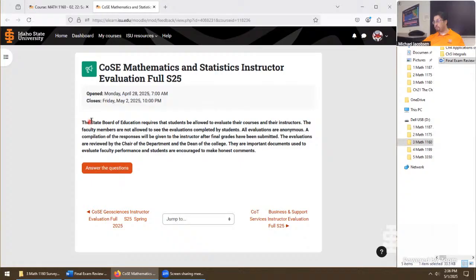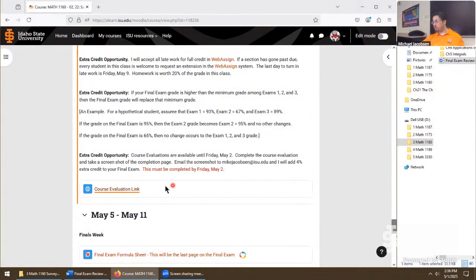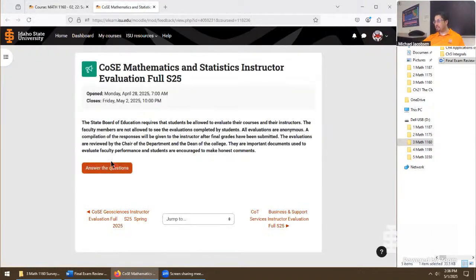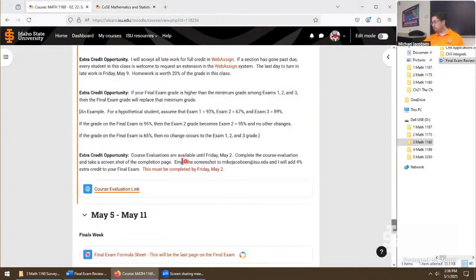This is just the way for the math department, the College of Science and Engineering, IUCU, and the State Board of Education to see how these classes are going. If you do that evaluation and answer all the questions, you'll get to a page that says, thank you for submitting your comments, something along those lines. Just take a screenshot or maybe even a cell phone picture of that screen, send it to my ISU email address, and I'll add a 4% extra credit to your final exam.